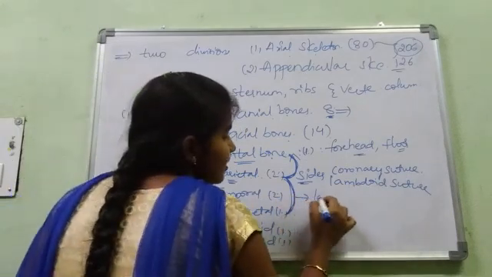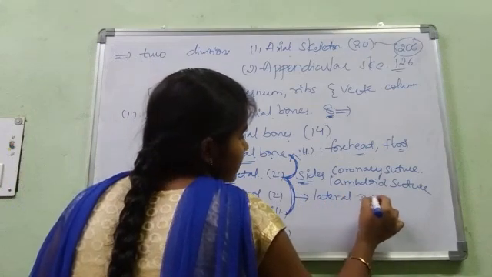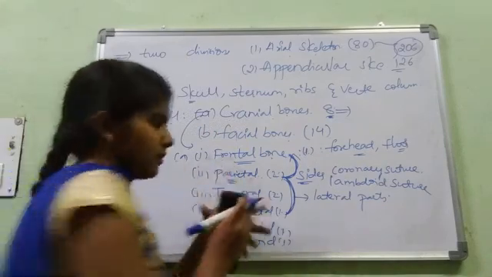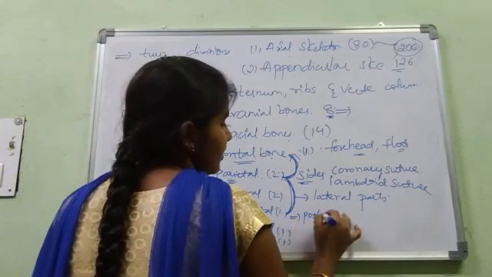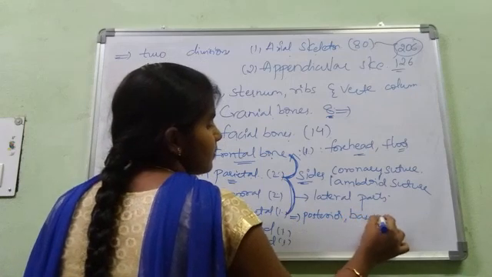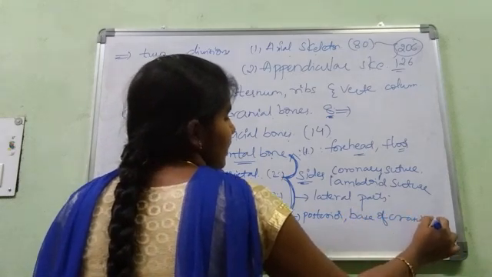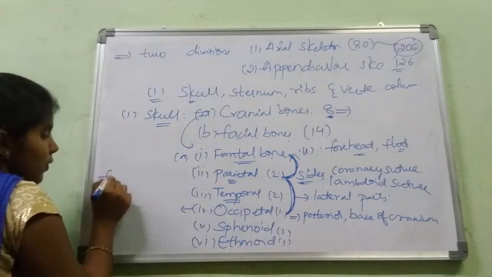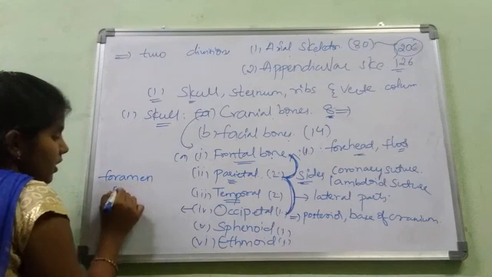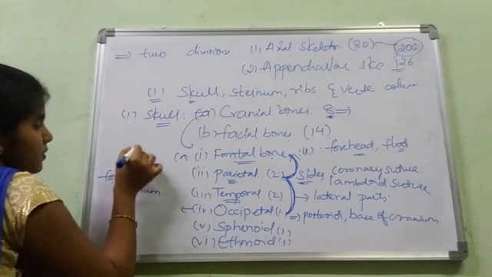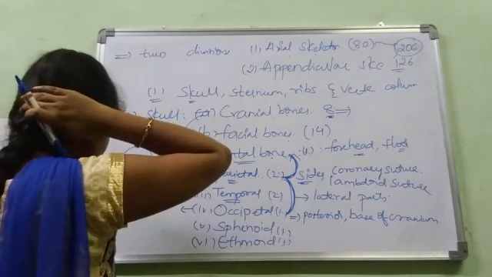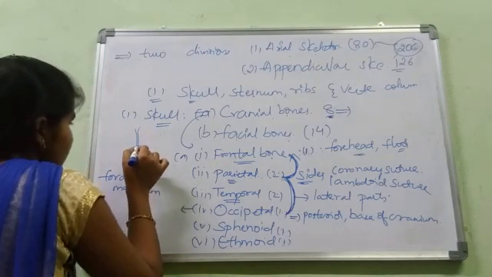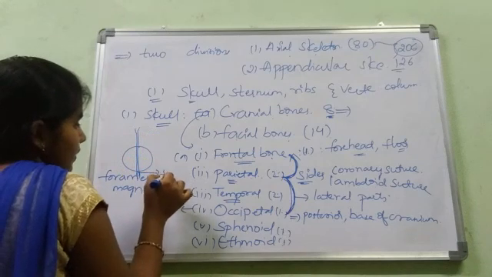Now, the temporal bone forms the lateral parts of the cranial cavity. And the occipital bone is situated in the posterior portion, at the base of the cranium. It has a large opening called the foramen magnum. The medulla oblongata, a part of the brain, passes through this foramen magnum and joins the spinal cord.